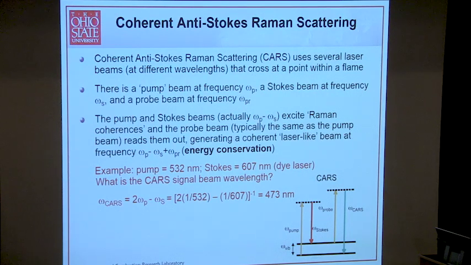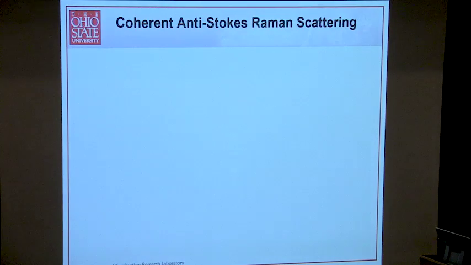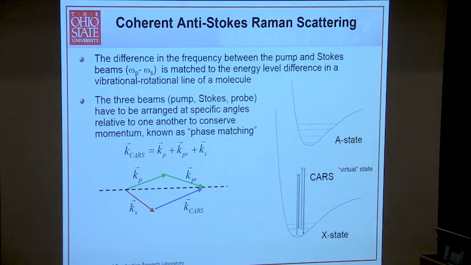We're going to get a beam out at a specific wavelength, okay? But what we're also going to get out is at a specific position. The reason is the 3 beams, the pump, the Stokes, and the probe, have to be arranged at specific angles. So they have to conserve momentum, photon momentum, okay? This is a quantity known as phase matching. Right now, these are the wave vectors; we'll talk about wave vectors in a little bit. This is just a generic configuration of the pump and probe beam, and then you have your Stokes beam, and you get your CARS beam.